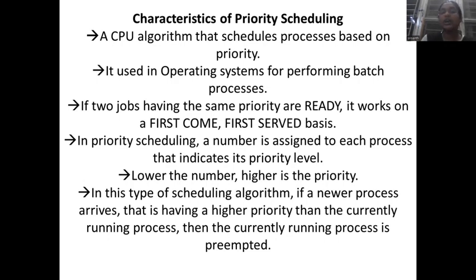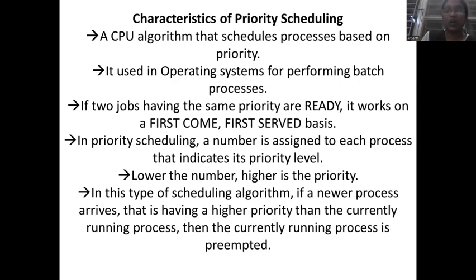In priority scheduling, a number is assigned to each process that indicates its priority level. So when we use priority scheduling, we have to assign a priority to each process, and that priority should always be a number. Lower the number, higher is the priority. That means if one process has priority number 1 and another has 14, P1 will be executed first, and P2 with priority number 14 will be executed later.